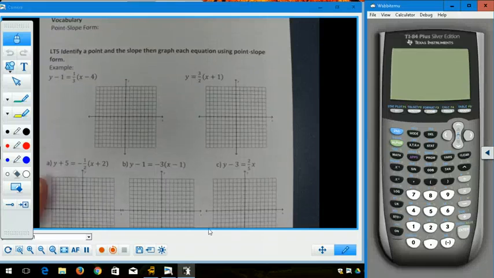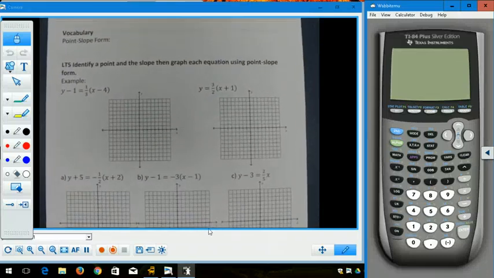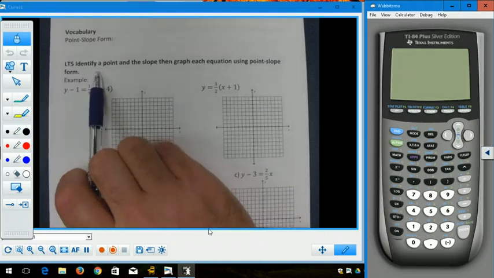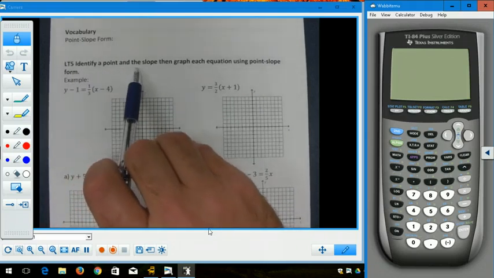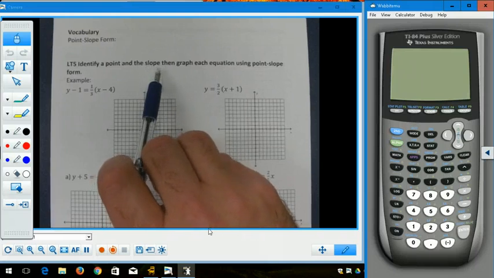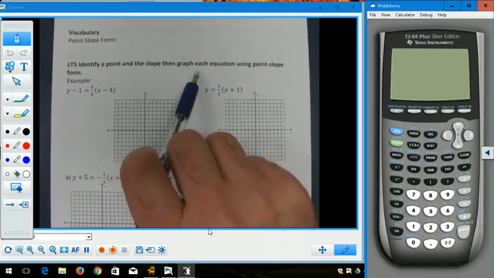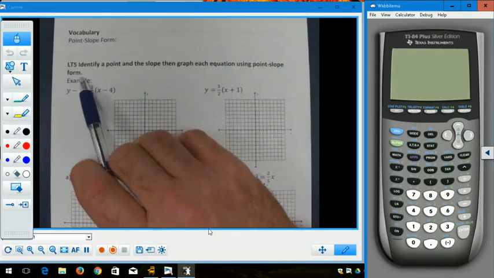Welcome to lesson 1.4. This is learning target 5 for lesson 1.4. The learning target is that at the end of it, you should be able to identify a point and the slope of an equation, then graph each equation using point-slope form.